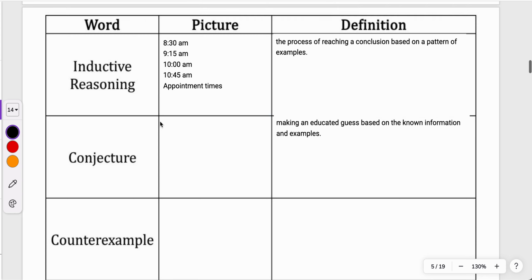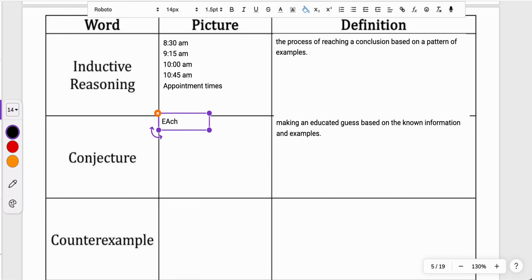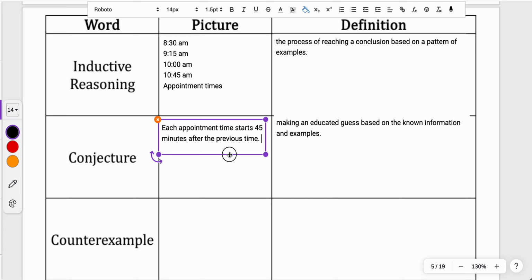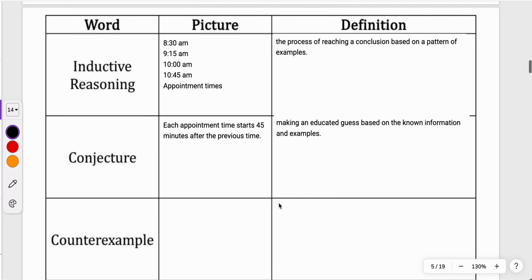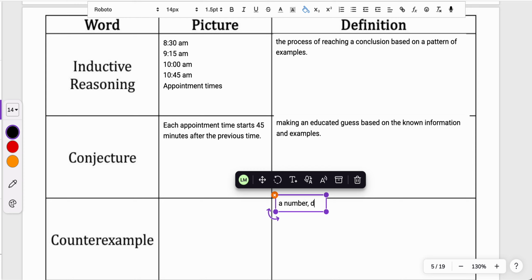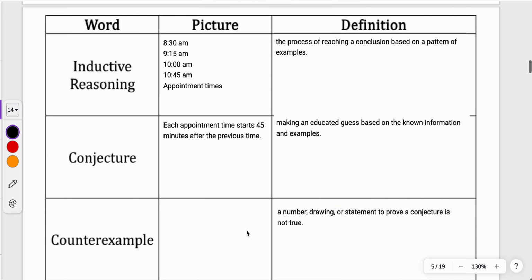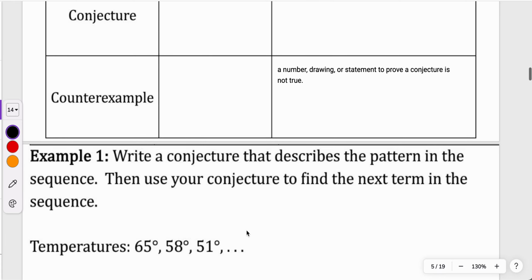So I'm going off of what we just wrote up here. Each appointment time starts 45 minutes after the previous time. Or you can even say each appointment is 45 minutes long. A counterexample would just be a number, drawing, or statement to prove a conjecture is not true. And we'll talk about more of that in a moment. Make sure you take some time now to pause the video, write down what you need, and when you're ready, click play.